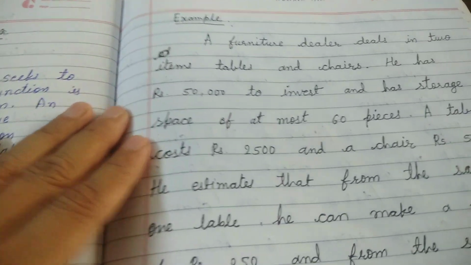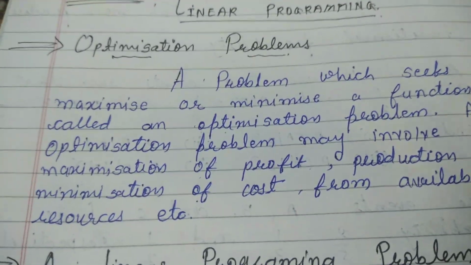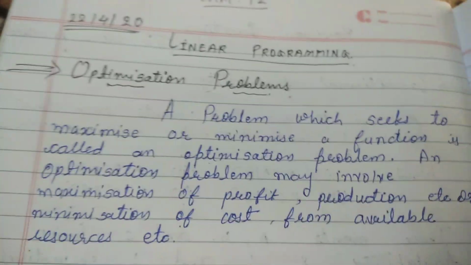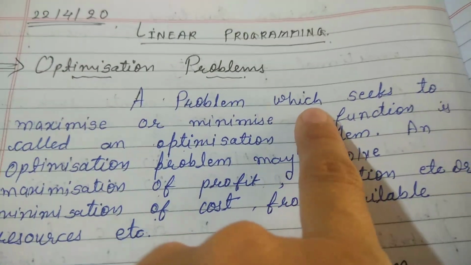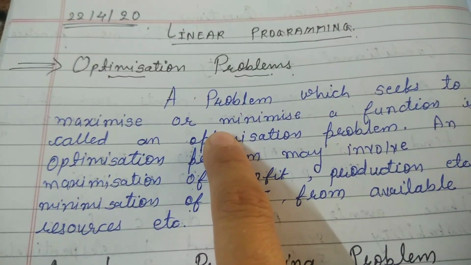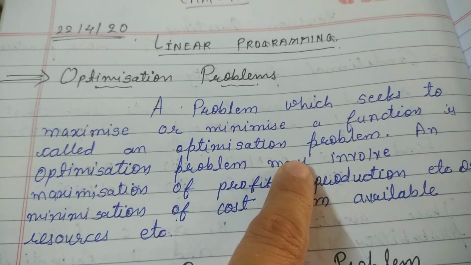So let me see the definition in our mathematical form first. The optimization problem. Now what is an optimization problem? A problem which seeks to maximize or minimize a function is called an optimization problem.